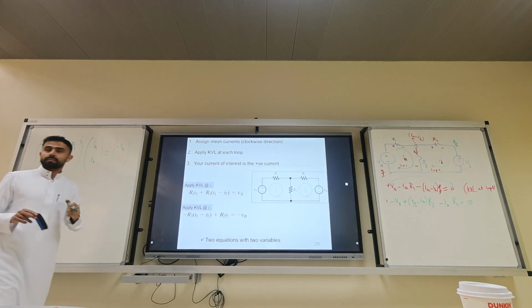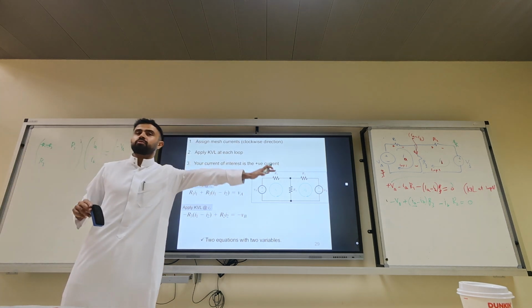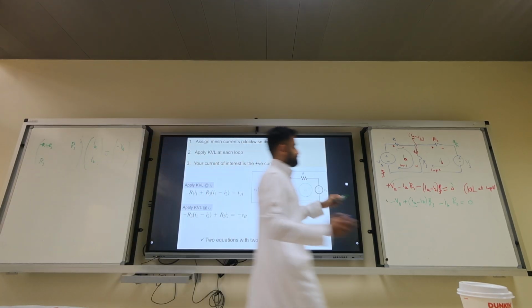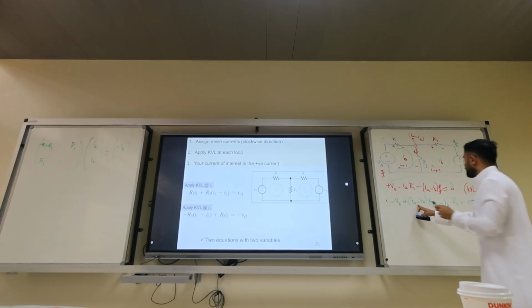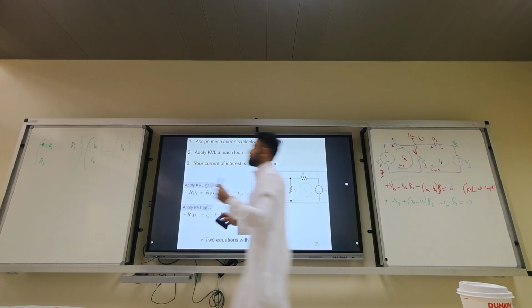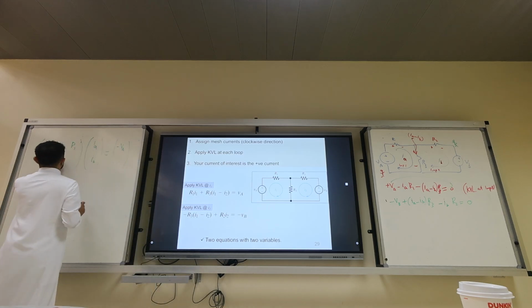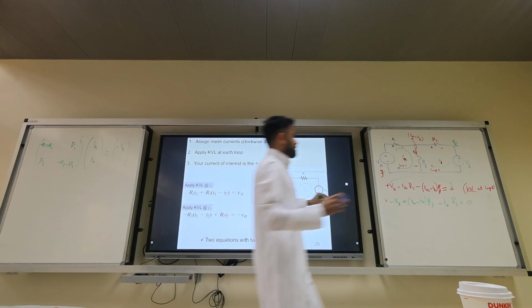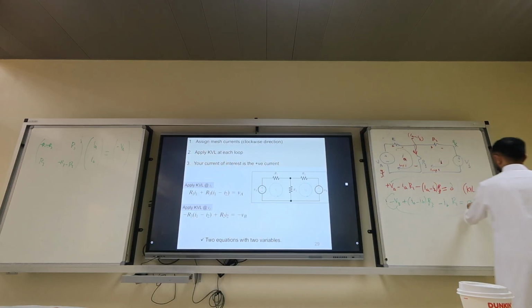Okay? This is another guaranteed question in the test. For IB, what are the coefficients? Minus R3 minus R2. And what is the constant here? Plus VB. Plus VB.